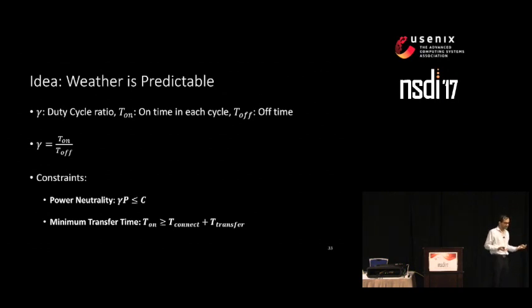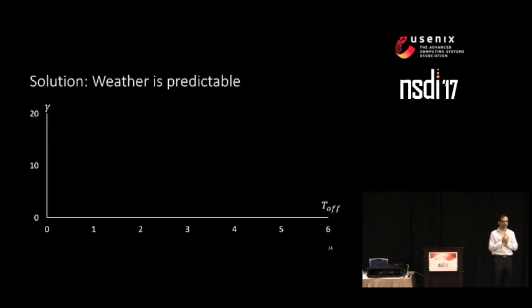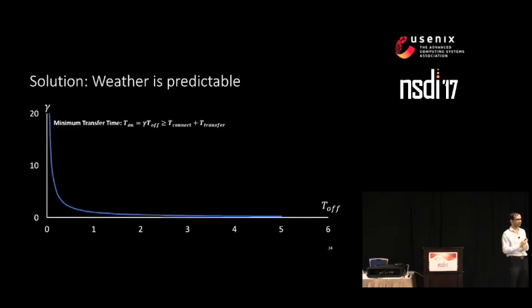The second constraint is specific to IoT systems, which is the minimum transfer time constraint. Every time you turn on, you at least want to connect to the sensors and collect their data. So your T on should be greater than or equal to T connect plus T transfer. To solve these inequalities, you can plot them on a two-dimensional curve. There are two free variables, T off on the x-axis and gamma on the y-axis. The first constraint can be plotted like this. This is the minimum transfer time constraint, which is T on greater than or equal to something. And you want your set of parameters to be above this curve.